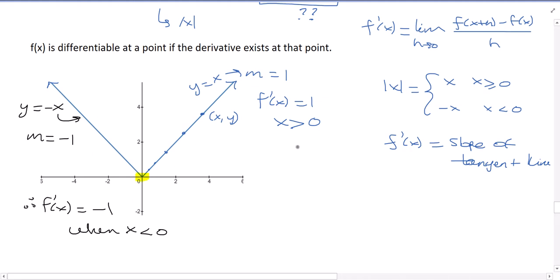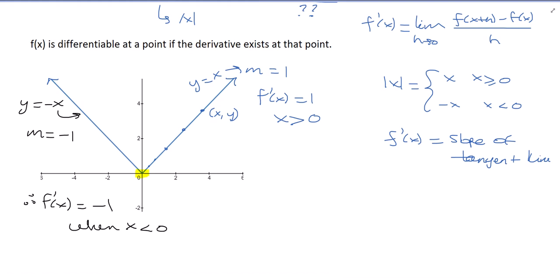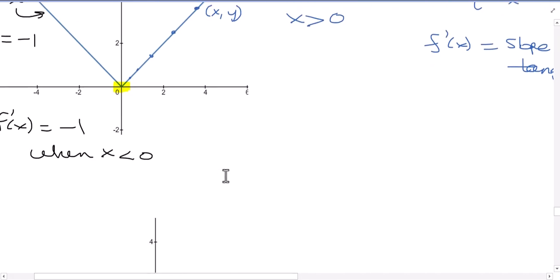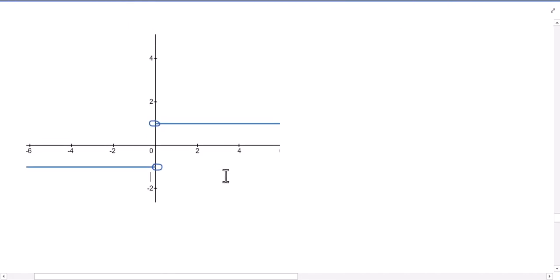So let's graph the derivative. To graph the derivative, I need to graph the line y equals 1 when x is greater than 0, and the line y equals negative 1 when x is less than 0. So we have that graph right here. This is the line y equals 1, and this is y equals negative 1. So this is our graph of f prime of x. So the question is, what is happening at 0?